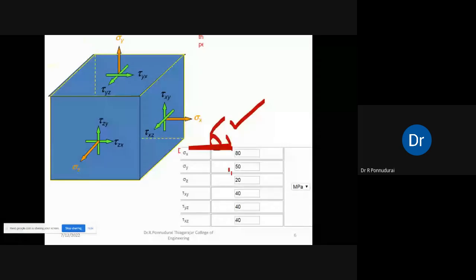We have been given sigma x, sigma y, sigma z, and three components of the shear stresses. We are interested in getting sigma 1, sigma 2, sigma 3, that is the principal stress values and their directions, and the maximum shear stress, tau max. This is the characteristic equation. To get A, we add all the normal stresses, sigma x plus sigma y plus sigma z.